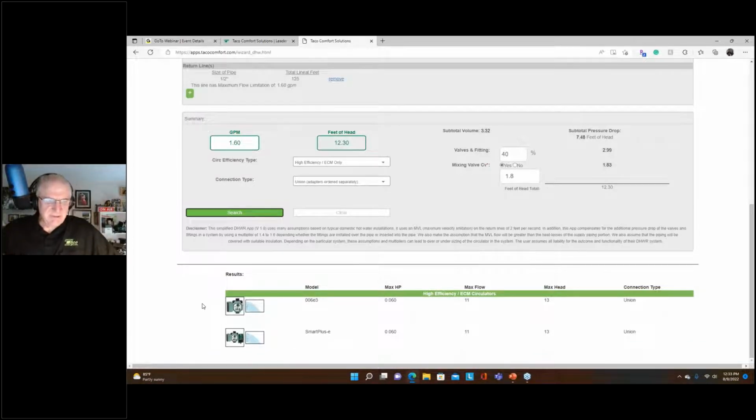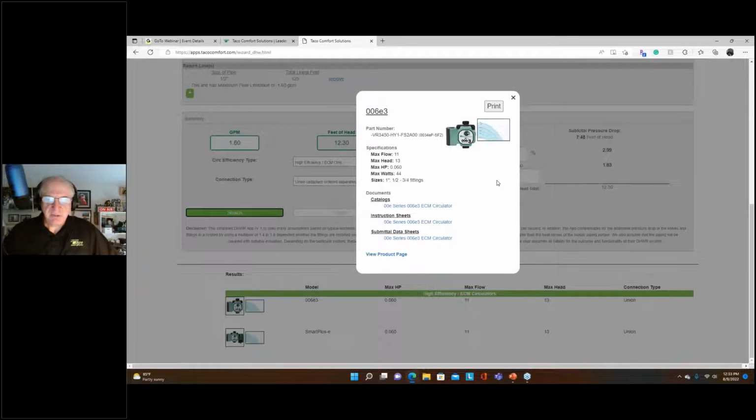It's giving me either the 006E3 as just a circulator, or the Smart Plus E, which is a 006E3 plus the Smart Plug control. Now here's the important part. If I were to click on the circulator itself, look what's popping up here. It's giving me some basic information: catalog, instruction sheet, submittal. I can click on all of those to get to where I need to be.